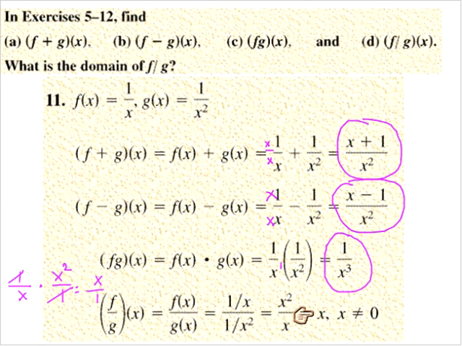Notice that we do have a restriction, so what is the domain of f over g? We do have a restriction because we do have x in the denominator right here in this step. That x cannot equal 0, because we do not want 0 in the denominator of a fraction. So we do have to state that the domain is all real numbers except x cannot equal 0.